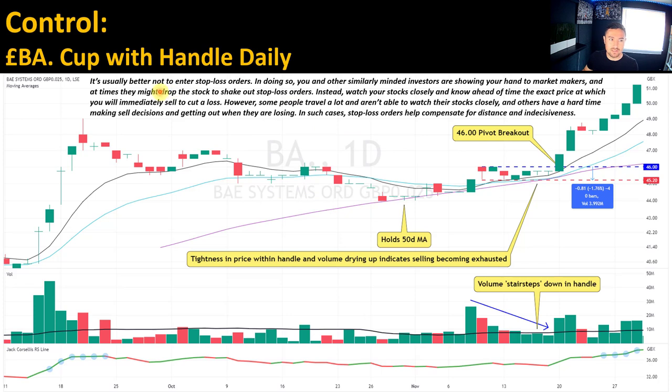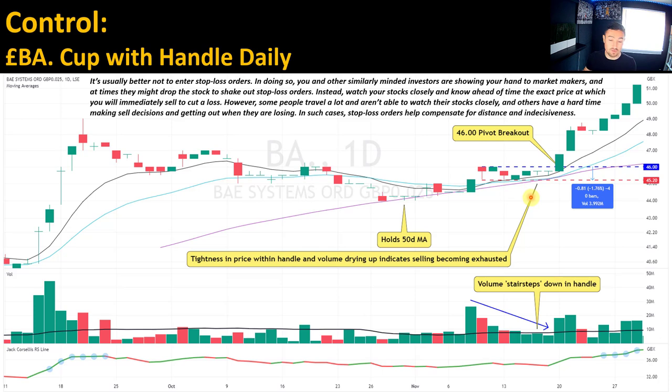It's usually better not to enter stop loss orders. In doing so, you and other similar minded investors are showing your hand to market makers, and at times they might drop the stock to shake out stop loss orders. Instead, watch your stocks closely and know ahead of time the exact price at which you'll immediately sell to cut a loss. However, some people travel a lot and aren't able to watch their stocks closely, and others have a hard time making sell decisions and getting out when they are losing. In such cases, stop loss orders help compensate for distance and indecisiveness.